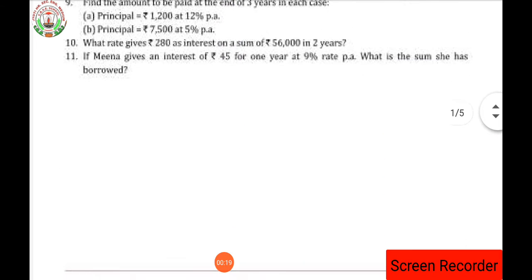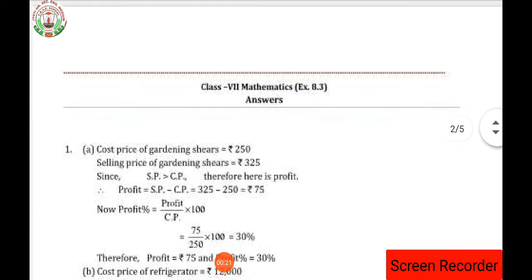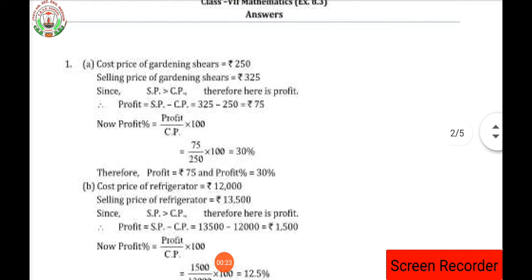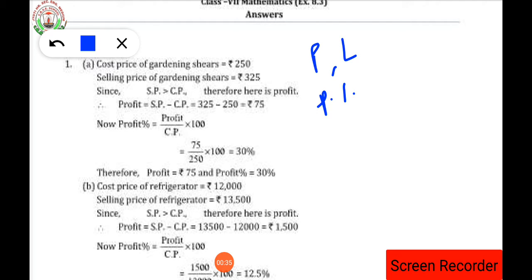So dear student, here we are going to see how to convert the ratios, each part, to the percent. In the first question, we have to find first profit and loss. If we get a profit in the question, then we have to find the profit percent. If we get a loss, then we have to find the loss percent.